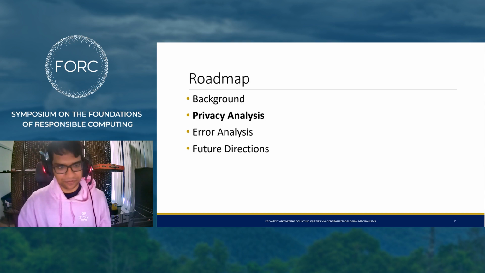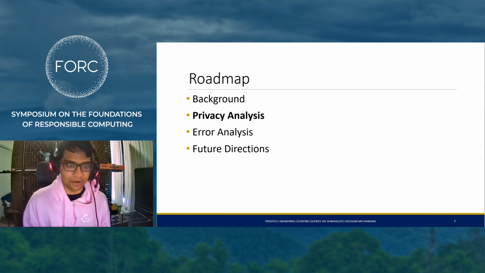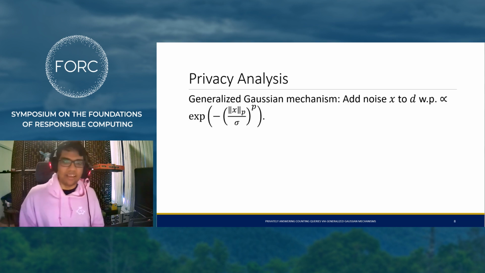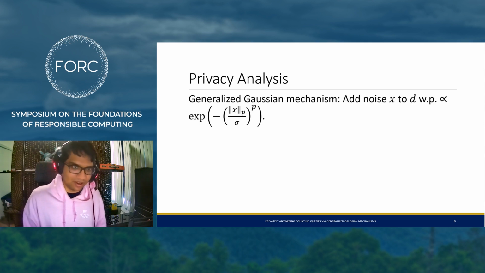Okay, so now that we've talked a bit about the problem and what's known, let's go ahead and move into the analysis of the generalized Gaussian mechanism for this problem. Okay, so we'll start with the privacy analysis. So again, recall that the mechanism of interest adds noise x to d with probability proportional to exponential of the negative Lp norm of x, rescaled by sigma, all to the p.